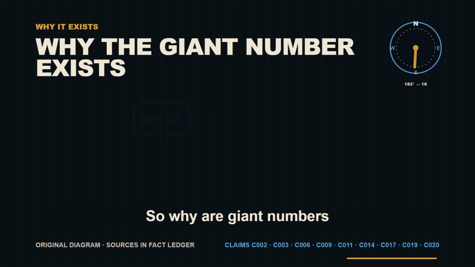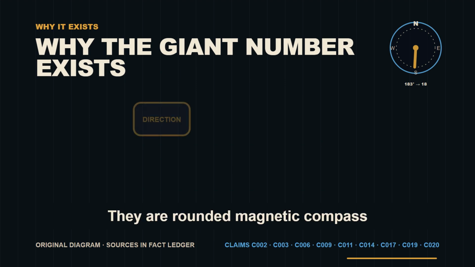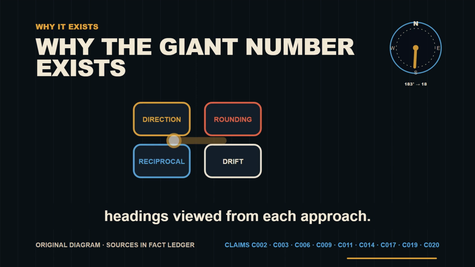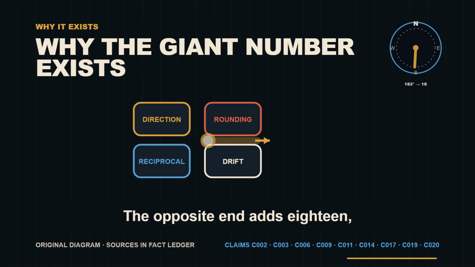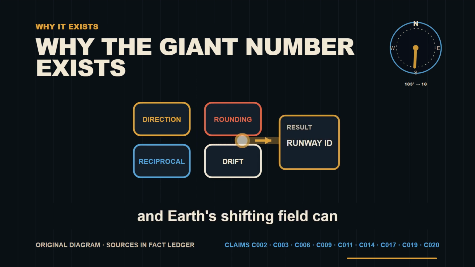So why are giant numbers painted at runway ends? They are rounded magnetic compass headings viewed from each approach. The opposite end adds 18, parallel strips add letters, and Earth's shifting field can eventually force a repaint.